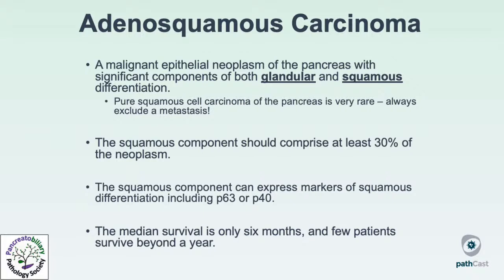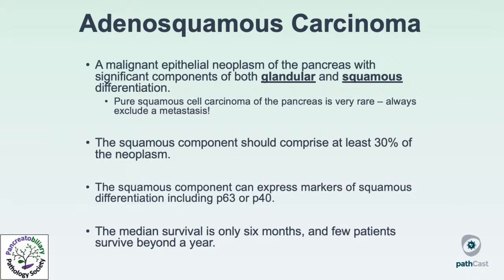So if you have a lesion that looks exclusively squamous without a glandular component, it's important to always exclude a metastasis. To call something adenosquamous, the squamous component should comprise at least 30% of the neoplasm. And the squamous component can express markers of squamous differentiation on immunohistochemistry, such as P63 or P40. P40 is likely more specific for squamous differentiation, so that's the one that we use in our practice.